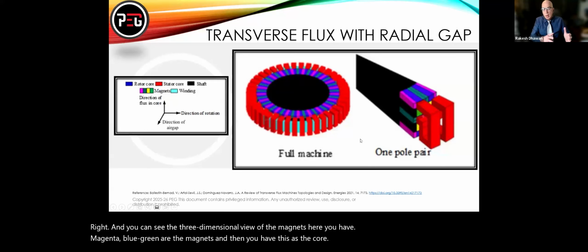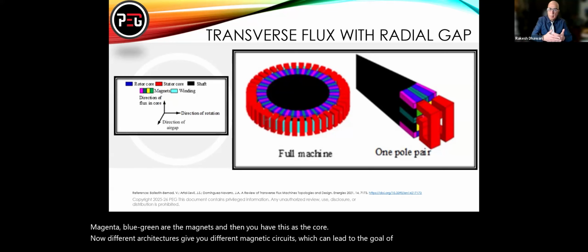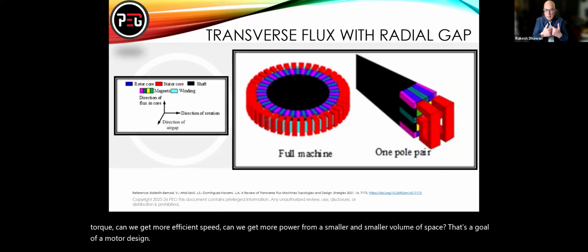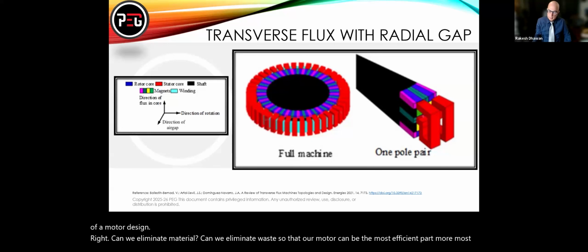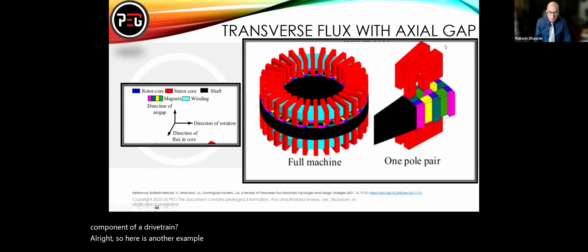Now, different architectures give you different magnetic circuits, and the goal, of course, is: can we get more torque? Can we get more efficient speed? Can we get more power from a smaller and smaller volume of space? That's the goal of a motor design, right? Can we eliminate material? Can we eliminate waste so that our motor can be the most efficient component of a drivetrain?